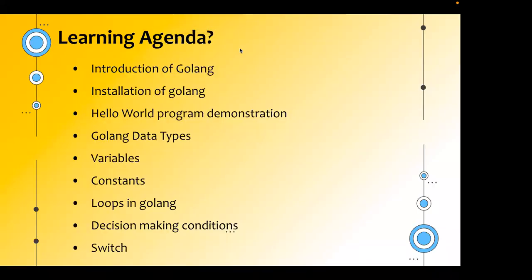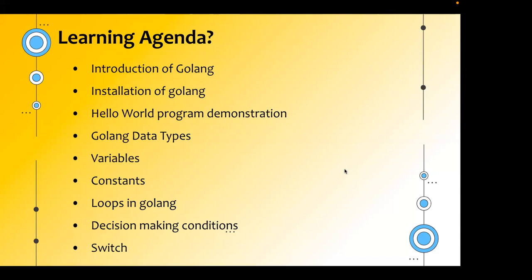So first we'll try to understand what Go is and why we use it. Then the installation part, that is already done, and then we'll see the very first program in Go, how we write the programs. After that, we'll see the data types, then variables, constants, loops, and then if and else conditions, those decision making conditions, and then switch. Okay, so this will be the agenda for the first session, and in the second session we'll have pointers, arrays, maps, slices. So those we'll see in the second one.